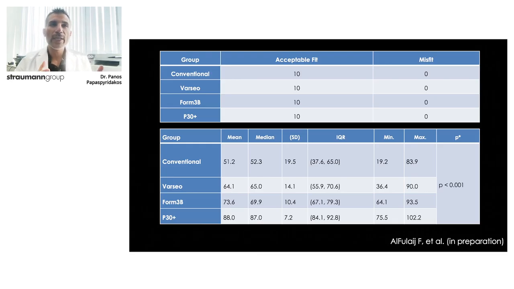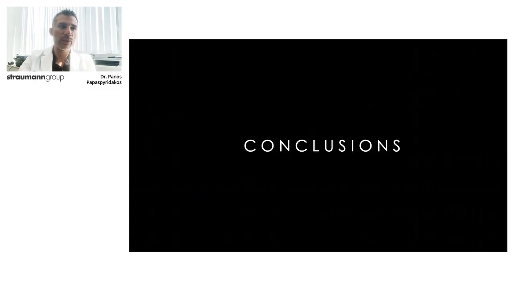We also tried to relate the numbers of the three-dimensional deviations to the clinical fit. So since the P30 3D printed casts were the ones that had about 100 microns deviations, and all of these casts presented with clinically acceptable fit, we concluded that the mean 88 microns of deviation is definitely within the clinical threshold for acceptable fit. The data are currently under publication.